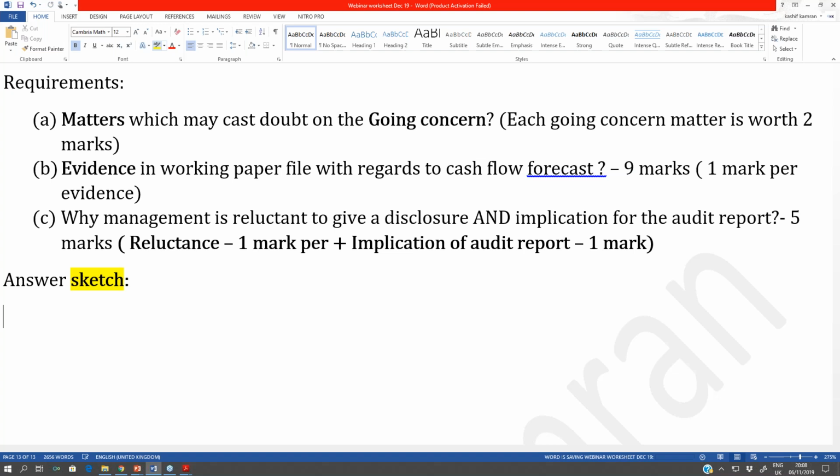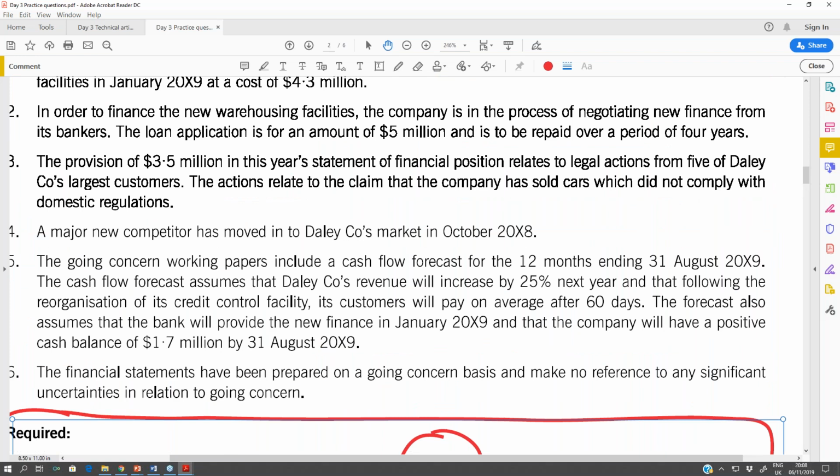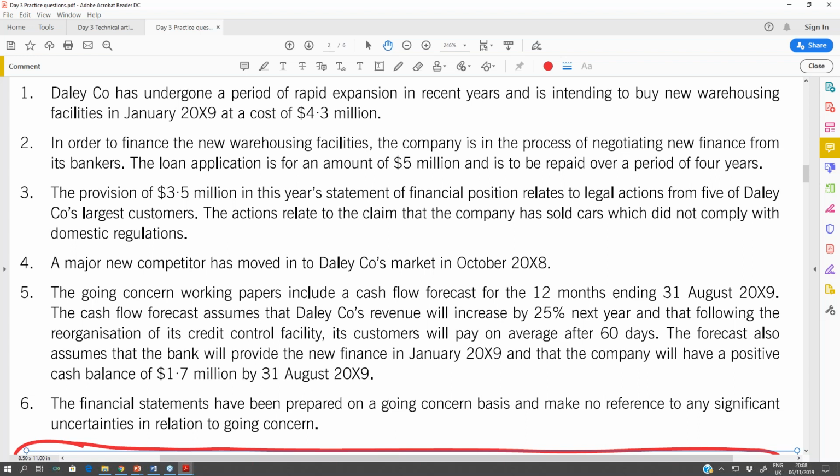We first need to identify the going concern metrics, right? Using the analytical procedures where appropriate. Now, just before I look at the financial statements, I'm looking at the note numbers. Let's see if we can identify a going concern matter from the notes. The first note says, Delhi company has undergone a period of rapid expansion in recent years, and it is intending to buy a new warehouse in January 2019 at a cost of 4.3 million.